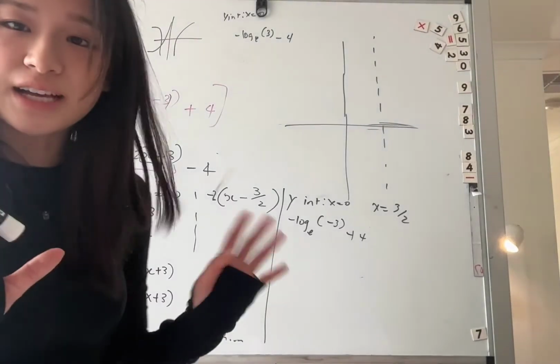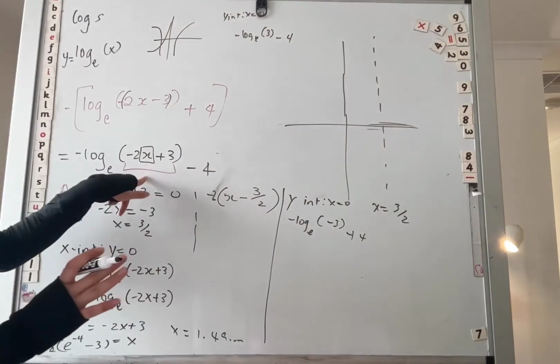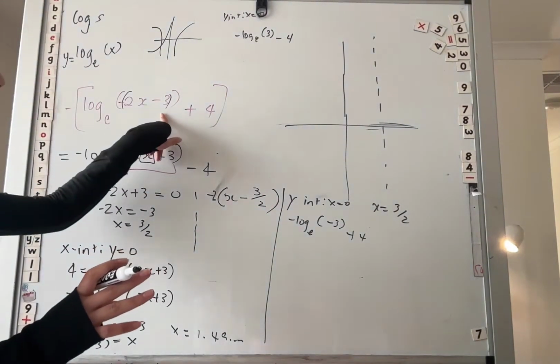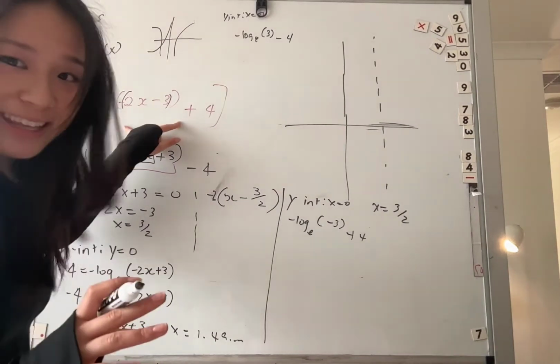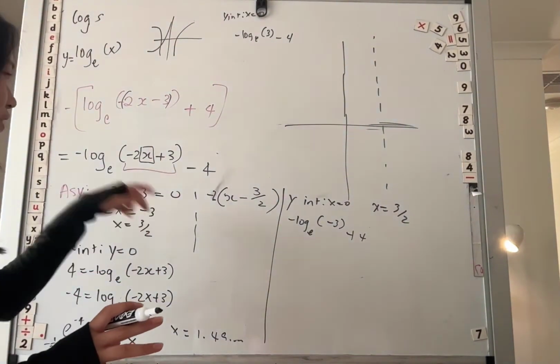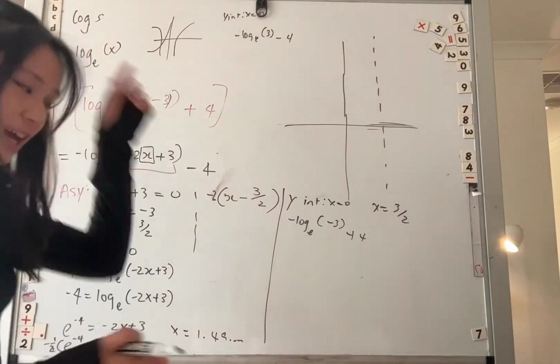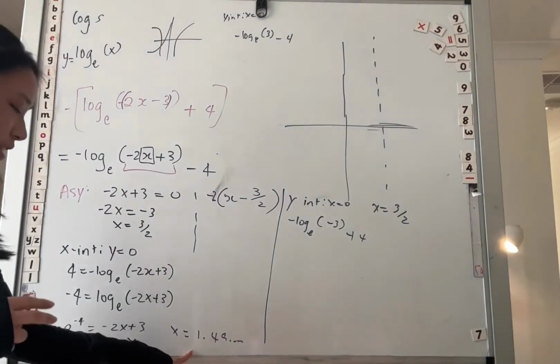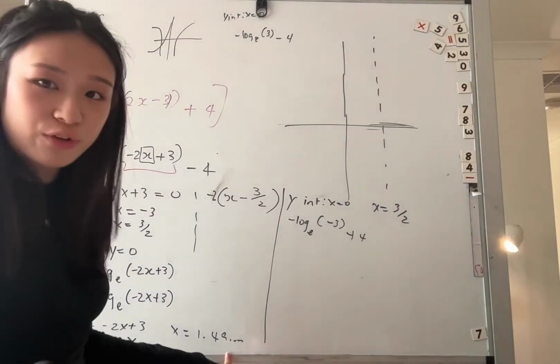Okay, sorry, I just realized that I made a mistake over here. I wrote down negative 2x minus 3, but in my head I put a bracket around this, so when I expanded it, I got negative 2x plus 3, okay? So we're sketching negative 2x plus 3. Okay, and then my x-intercept that I got before was approximately 1.49 something.